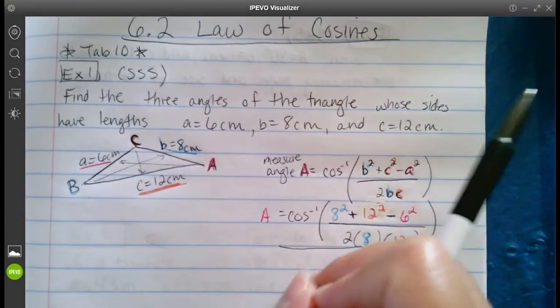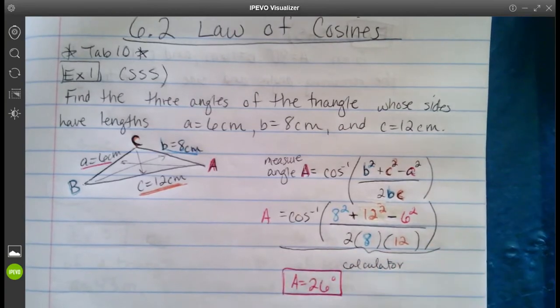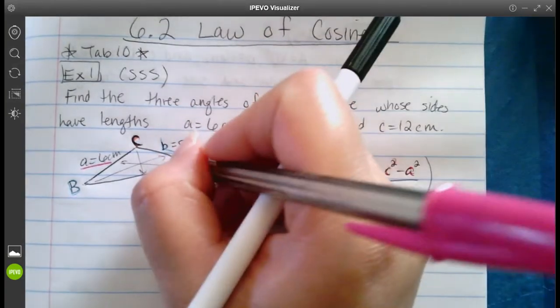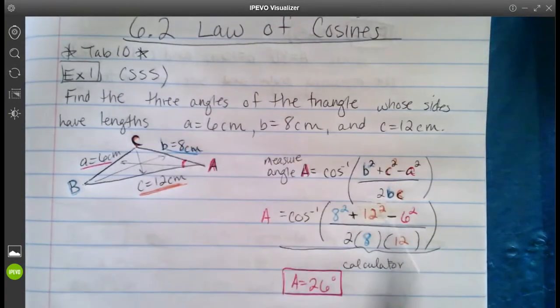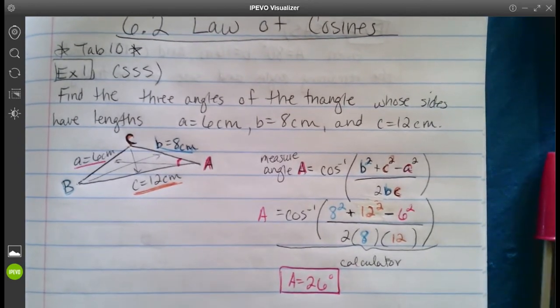I guess I'll just put it here. A equals about 26 degrees. Okay, cool. So we have one side. We have this one. We need to find the other two. And basically, if I find just one more, all I've got to do is subtract from 180 to get the third one. Okay, so let's just find angle B because that one is next.